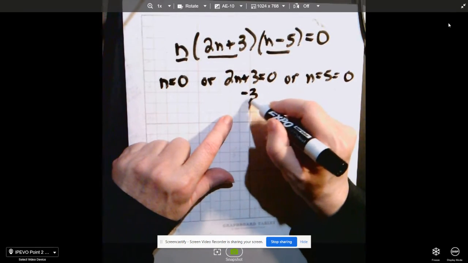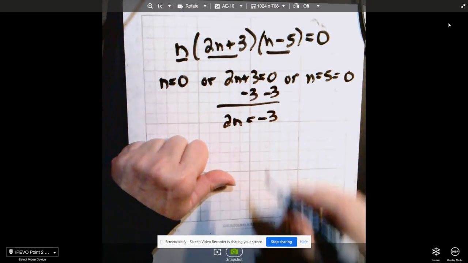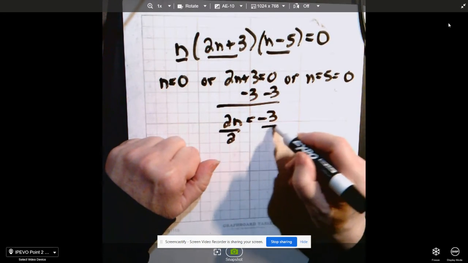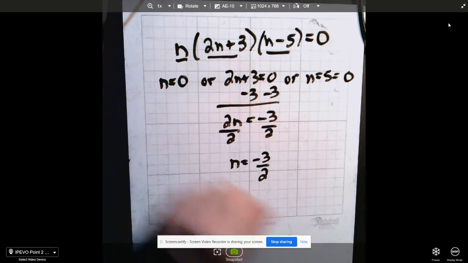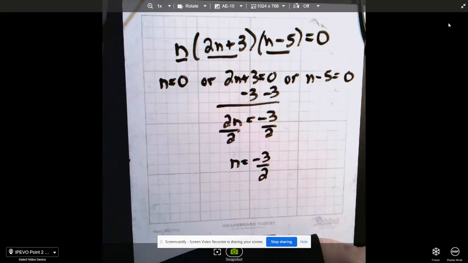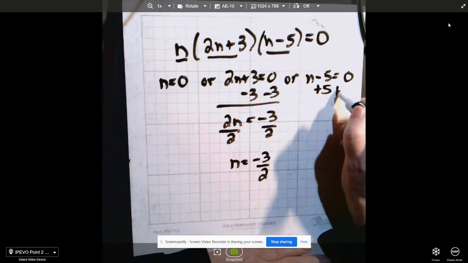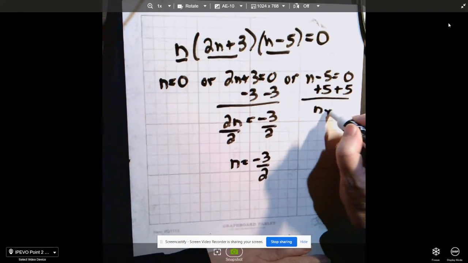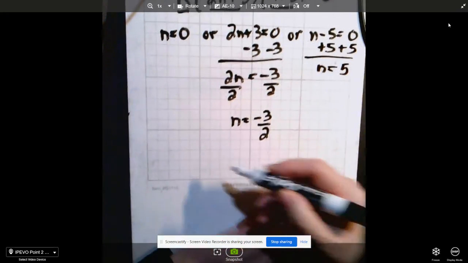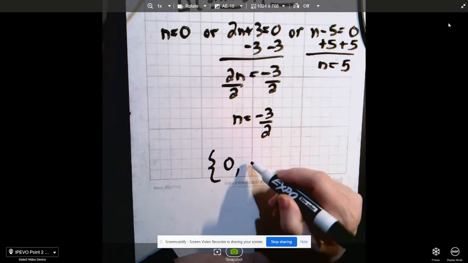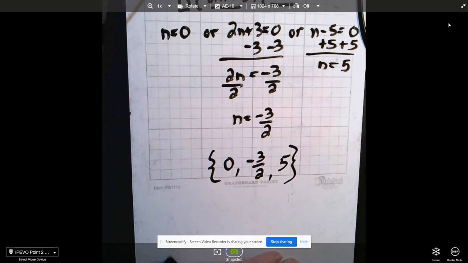If I subtract 3 from both sides here, I'll have 2n equals -3. To solve this, I'm going to divide both sides by 2, and I have n equals -3 over 2. And so I have n minus 5 equals 0. So if I add 5 to both sides, I have n equals 5. So now you know the solution to this equation is either 0 or -3 over 2 or 5. That's your solution set.